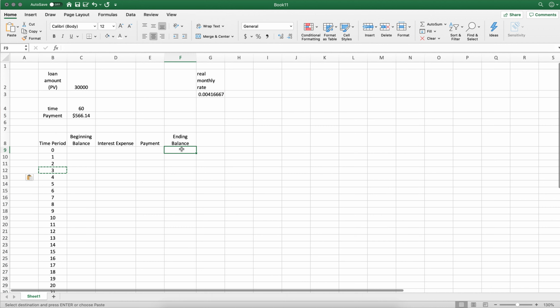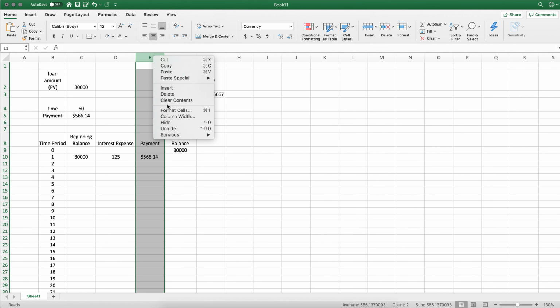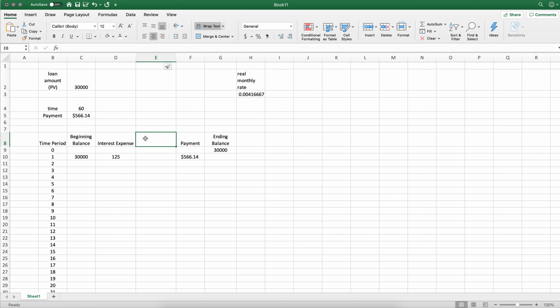Okay, you can do this a lot of different ways. At time 0, you're going to have a loan amount of $30,000, and your beginning balance at time 1 will be the ending balance from the last period. So that formula will work. The question is, how much do we owe in interest? Well, that's going to be your beginning balance times your monthly real interest rate. Your payment is that. So let me add a column here just to make it super clear.